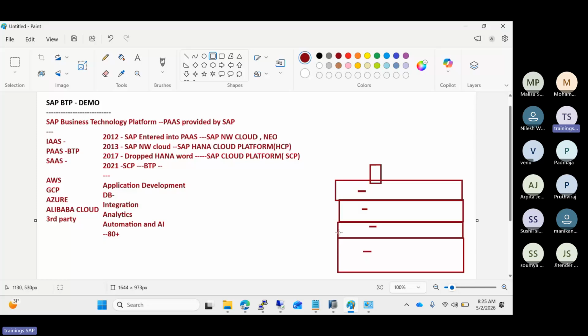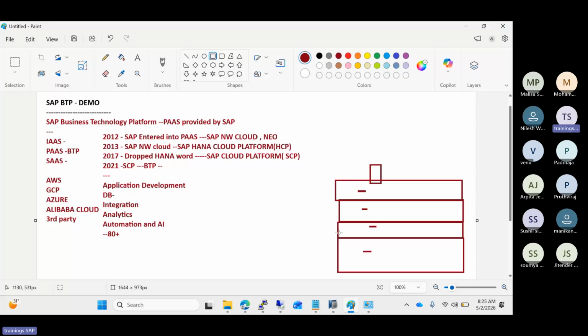So here BTP helps us to focus on the business logic. For the rest of the things, everything will be taken care of by the BTP underlying infrastructure. Here we can focus on the business logic. That is the BTP related services and solutions.